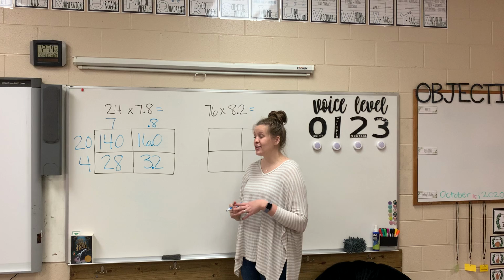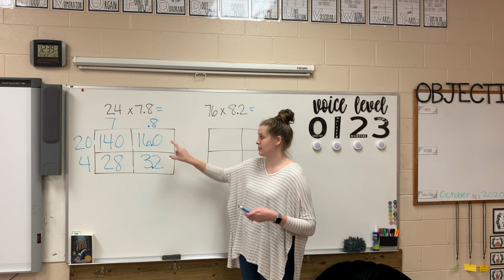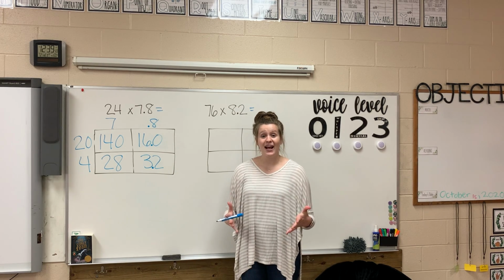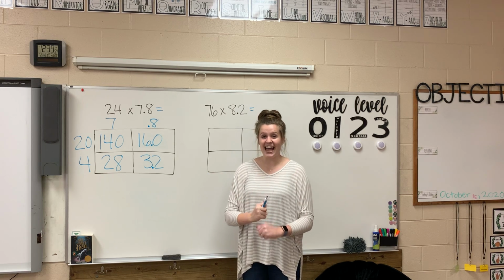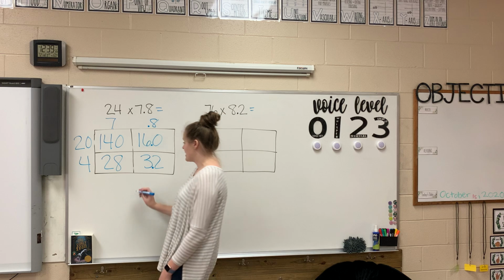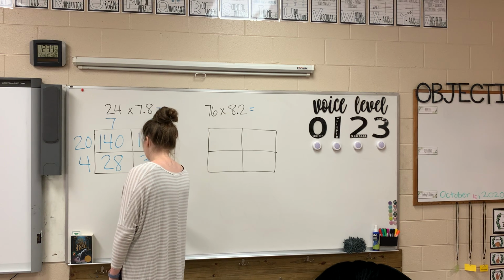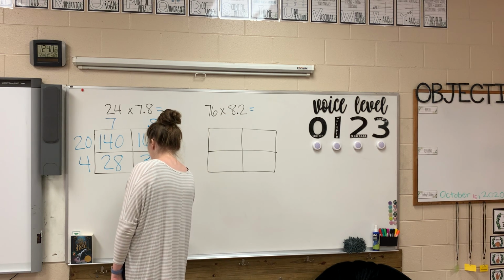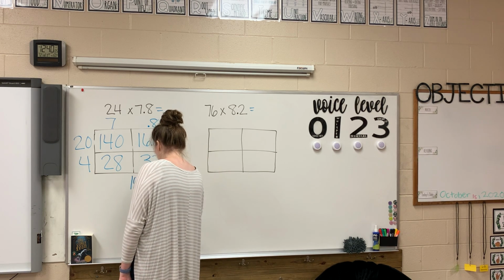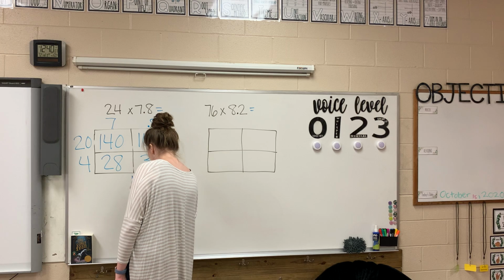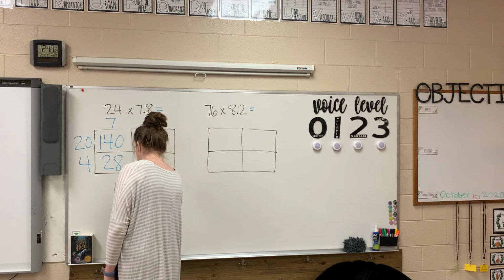Now, what do we do when we're doing the box method with all these numbers inside the box? That's right, we add them together. And when we add decimals, our decimals are stacked. So we're going to stack those decimals up and add our numbers. 140 plus 28 plus 16 plus 3 and 2/10.